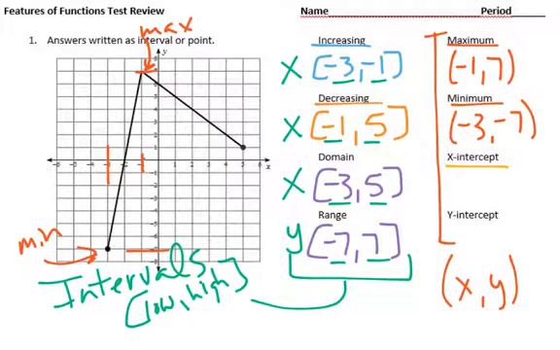Okay, x-intercept, where's it across the x-axis? Right there, at that point. That point is -2 and 0. Its y value is 0. What about the y-intercept? Y-intercept right up there. Okay, its x value is 0 and its y value is +6. So there are the points. There are the intervals for all 8 of those.